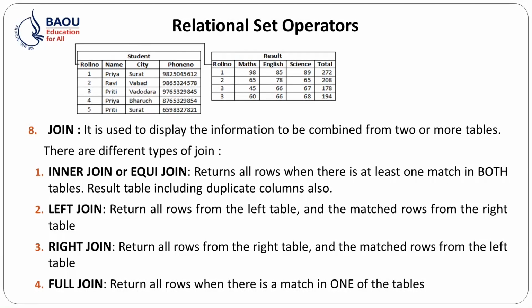Now the last one is full join. It returns all the rows when there is a match in one of the tables. The full join displays all the records from both tables.